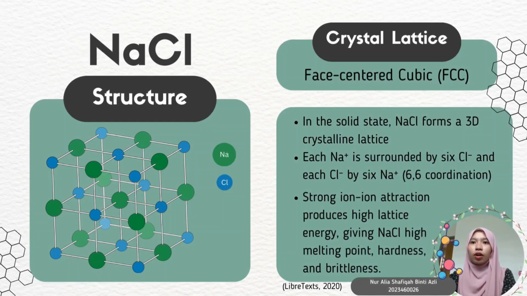So, sodium chloride or NaCl is a classic example of an ionic solid. In the solid state, NaCl does not exist as individual molecules. Instead, it forms a three-dimensional crystal lattice with face-centered cubic or FCC arrangement. In this structure, each sodium ion is surrounded by 6 chloride ions, and each chloride ion is also surrounded by 6 sodium ions. This is known as 6-to-6 coordination. This regular and repeating arrangement of oppositely charged ions creates a strong electrostatic attraction throughout the lattice. As a result, NaCl has high lattice energy, which explains why it is hard, stable, and has a high melting point.